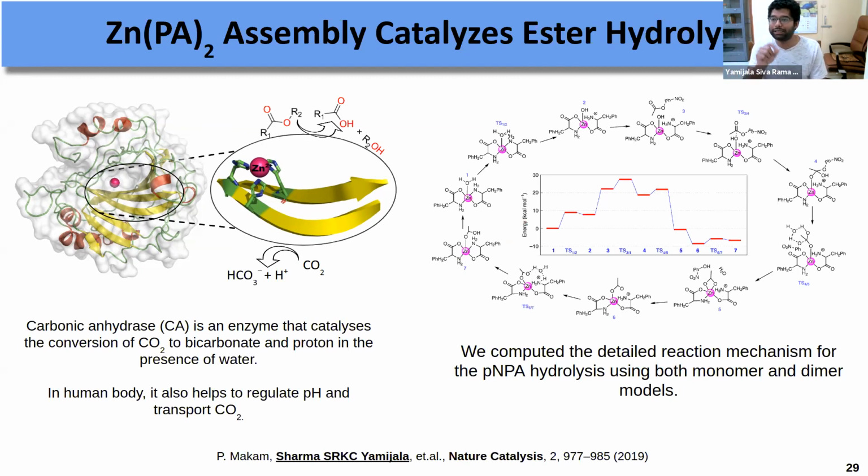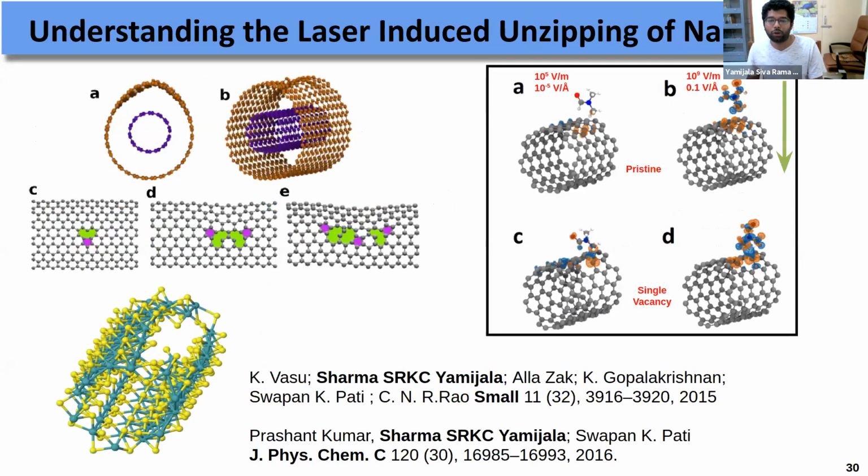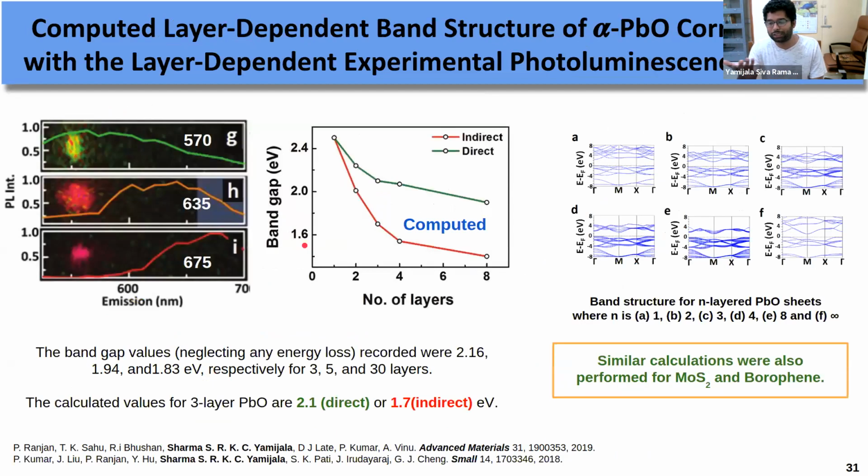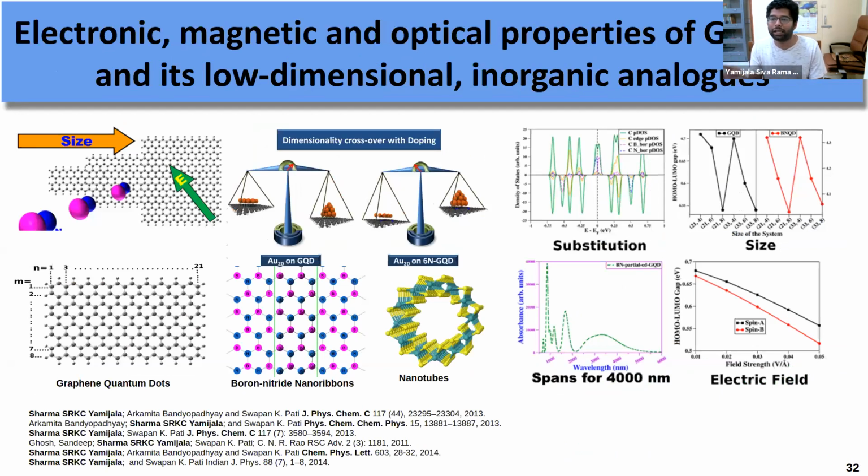So this is one of the examples where we have used the electronic structure methods in order to understand the exact reaction mechanism of this assembly in order to exactly reproduce this carbonic anhydrase ester hydrolysis mechanism. So I'm skipping 2-3 slides because these are other examples of how to unzip the carbon nanotubes and how to understand the layer dependent band structure and various other graphene and similar kinds of materials and their optical and electronic properties.